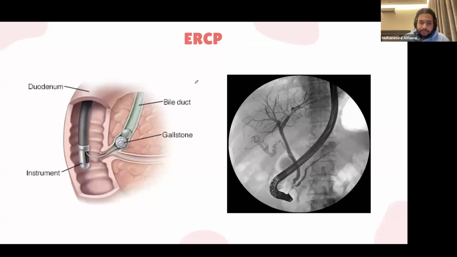Anyways, endoscopic means you go through endoscopy through the esophagus, all the way to the stomach, to the duodenum, all the way to the second part of the duodenum. You put this probe into the ampulla of Vater, and you inject a dye. The dye will go all the way to the distal point where it can't go anymore.